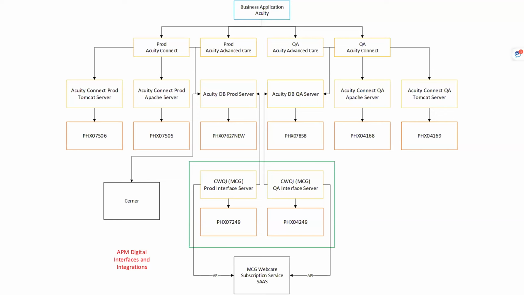So what we've been able to do is classify this as a business app, with these being part of the service that runs on this, and that it's a SaaS app. That's where that API call is being made. These particular interface servers are making an API call out to this subscription service out on the cloud.